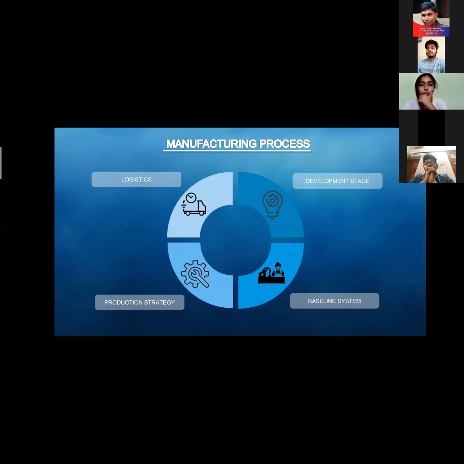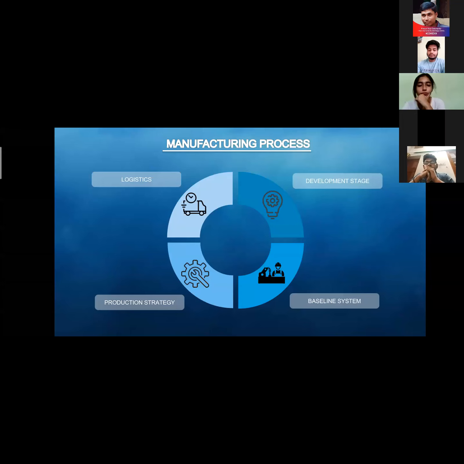Now, after the development phase, the next one is the baseline system, where the prototype and design are the main priority of the manufacturing process. After completion of the prototype, the production phase initiates, where testing and planning regarding our product take place. In this phase, our product is fully manufactured and tested for reference, and then it is ready to be used.